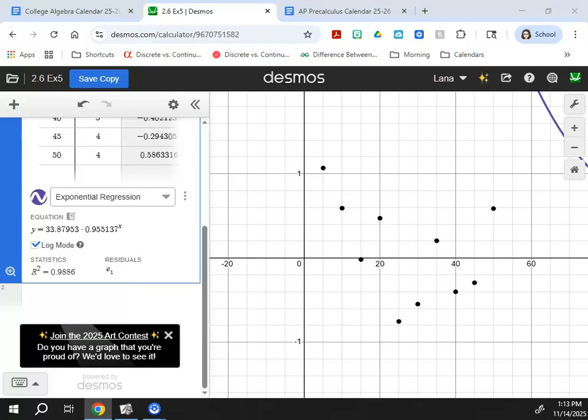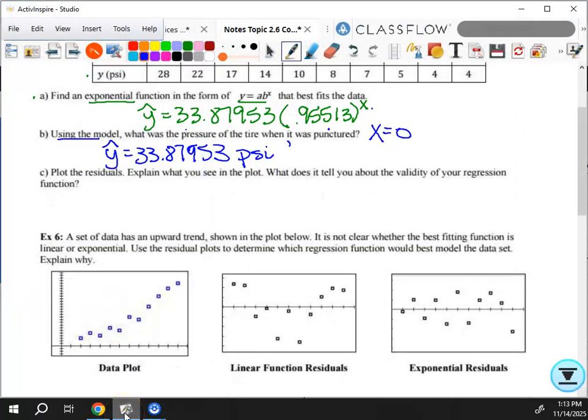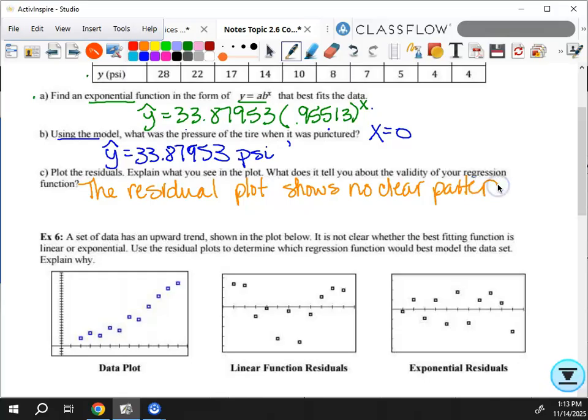And so we can say something like, and your words may not be exactly like mine, and that is okay. Let me write some stuff down, and then if you have a question about whether or not yours is good or bad or whatever, we can talk about that. But so the first part says explain what you see in the plot. So I can say the residual plot shows no clear pattern.